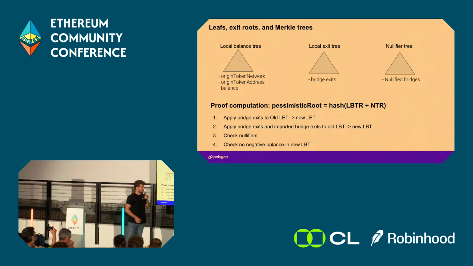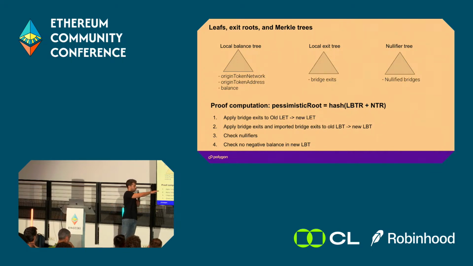The local exit tree is the one that I just explained before. It has the bridges that have happened in this chain. And the nullifier tree is used to avoid double spending. Every time we add a bridge to the pessimistic proof, a new leaf is added to the nullifier tree to avoid adding the same bridge more than once in the pessimistic proof.